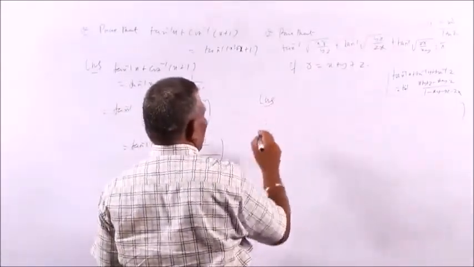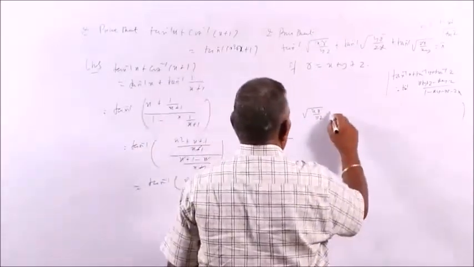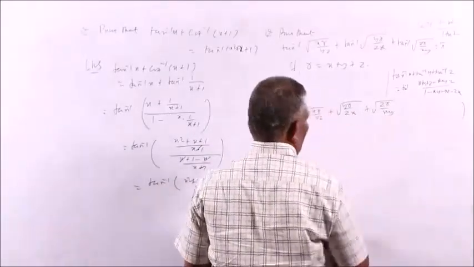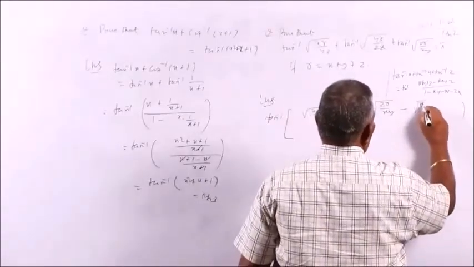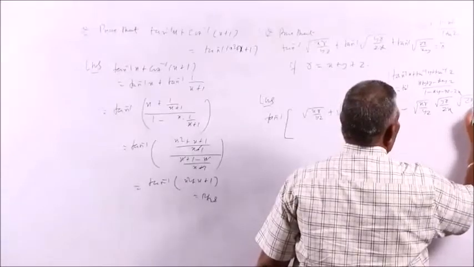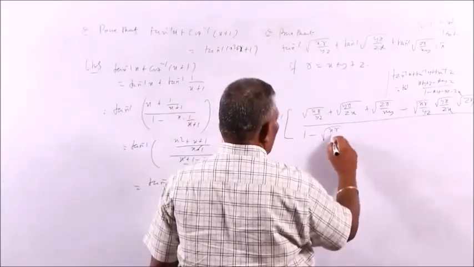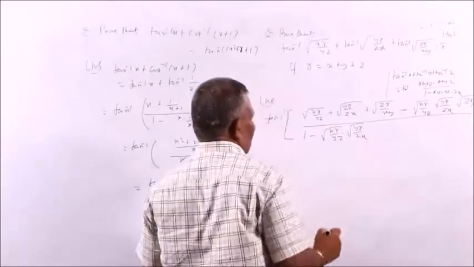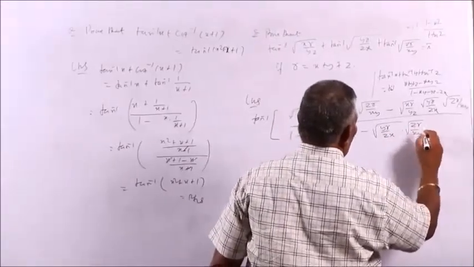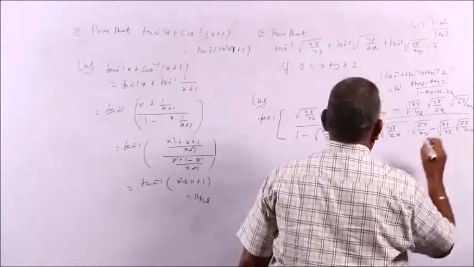So let us start from LHS: tan inverse of root over of xr by yz plus root over of yr by zx plus root over of zr by xy minus the product of these three terms, xr by yz into root over of yr by zx into root over of zr by xy, whole divided by 1 minus the product of the first two terms, root over of xr by yz into root over of yr by zx, minus the product of the second and third, root over of yr by zx into root over of zr by xy, minus the product of the first and last, root over of xr by yz into root over of zr by xy, like this.